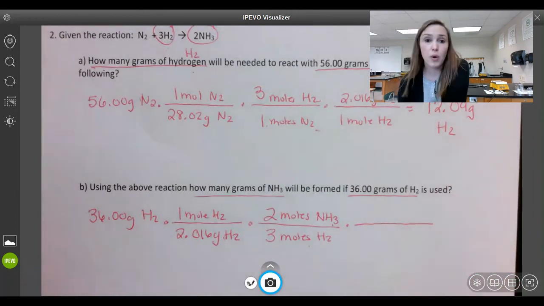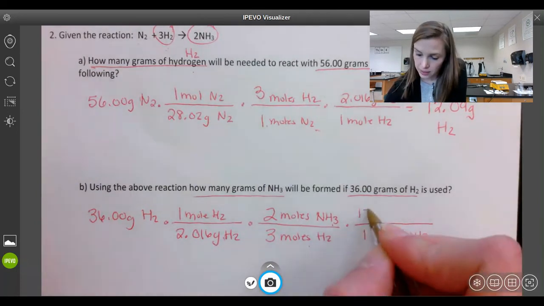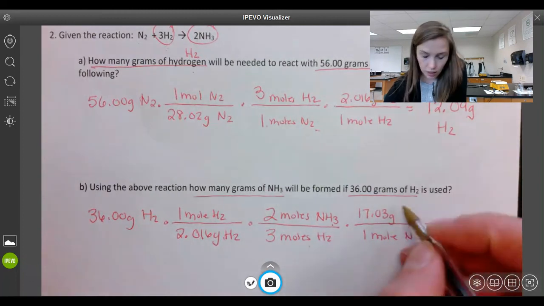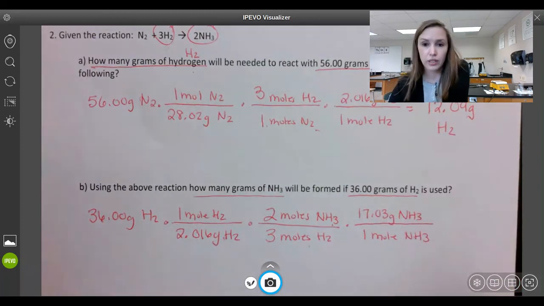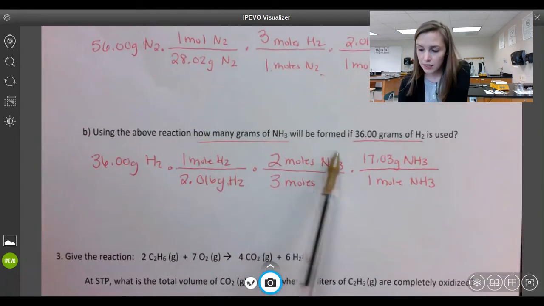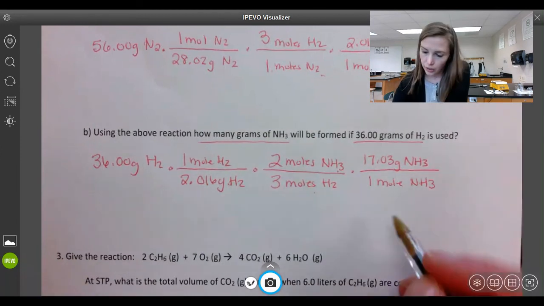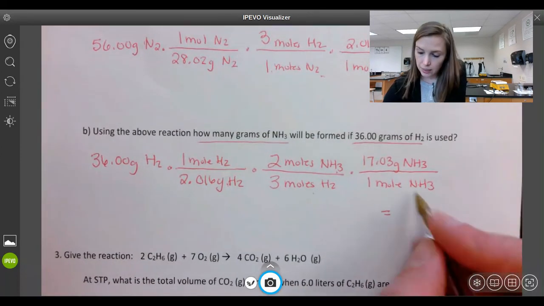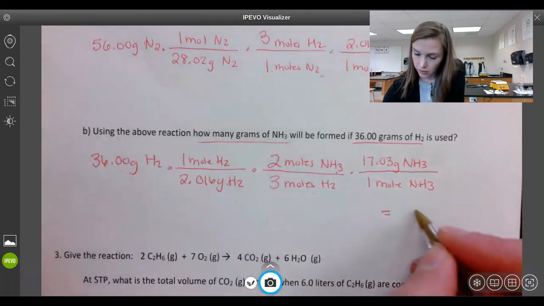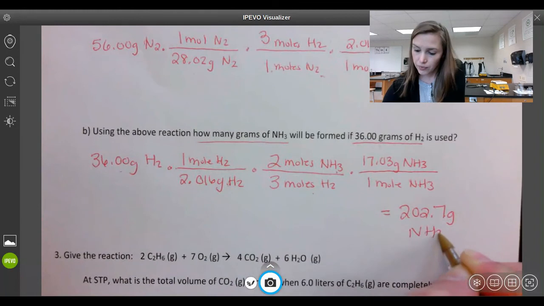And then my last step, I want to get this into the unit that I'm looking for, which happens to be grams. So this would be my 1 mole of NH3. Its molar mass is 17.03 grams of NH3. And again, remember that molar mass is always equivalent to just 1 mole. It doesn't matter what it is in the reaction. These two things have to be equal to each other. And then when you plug that in, keeping the 4 sig figs that we started with, you should get 202.7 grams of NH3.